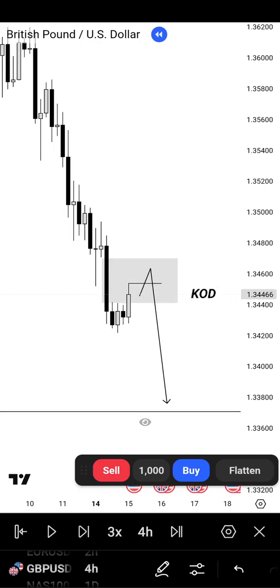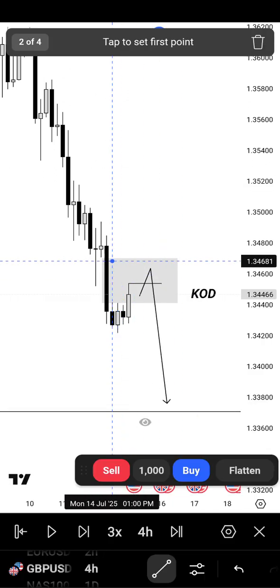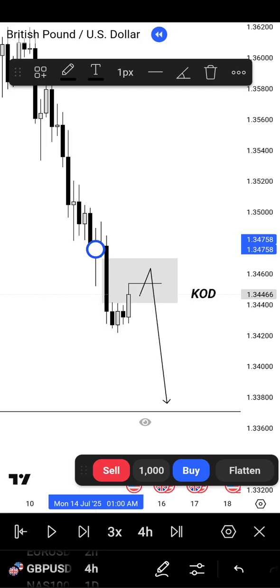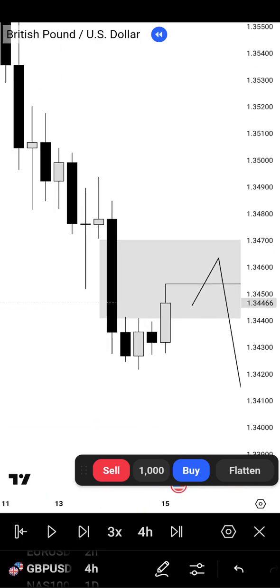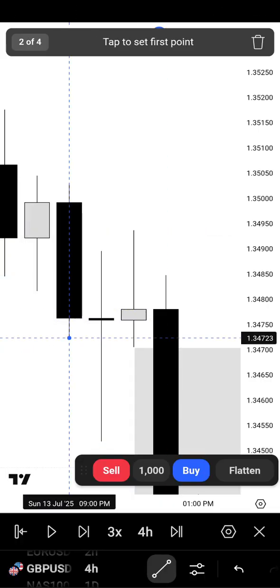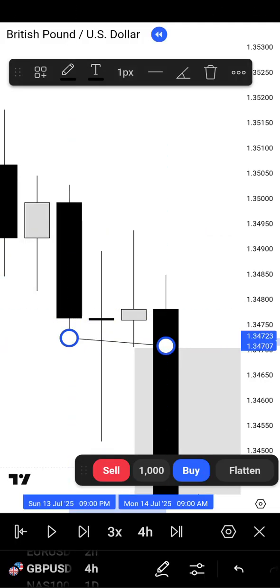For example, you look at this CRT right here. Let me just give you an example, and this is going to be the reason why your CRT fails. This actually didn't fail 100%, but it didn't deliver 100% the way you'd want it to. So you would think this, right? CRT high, CRT low, title sweep. You expect this to deliver up to this high, but it didn't.